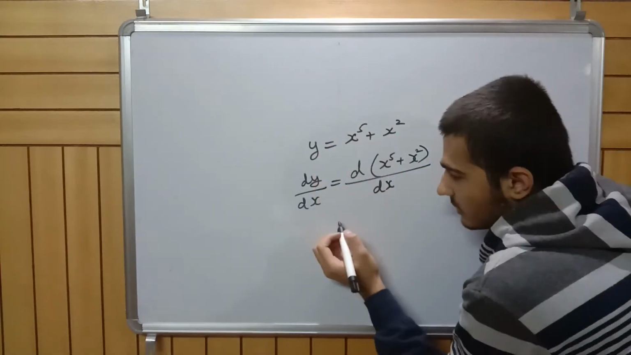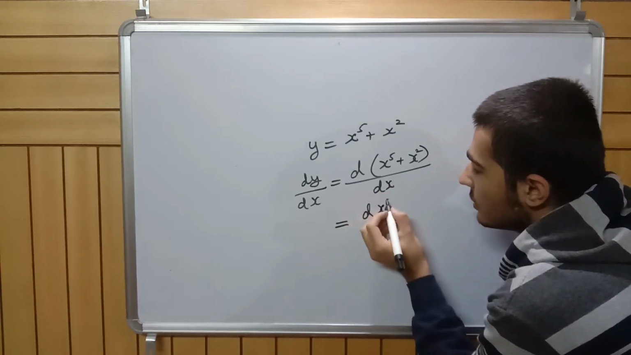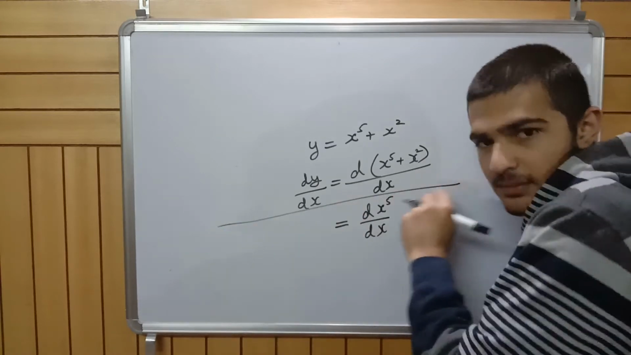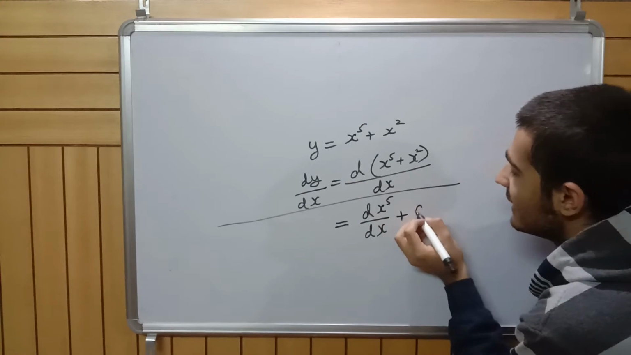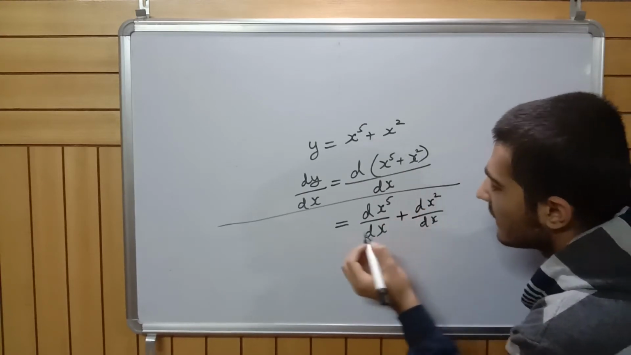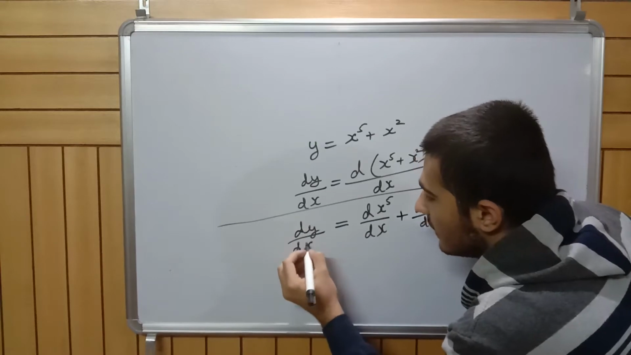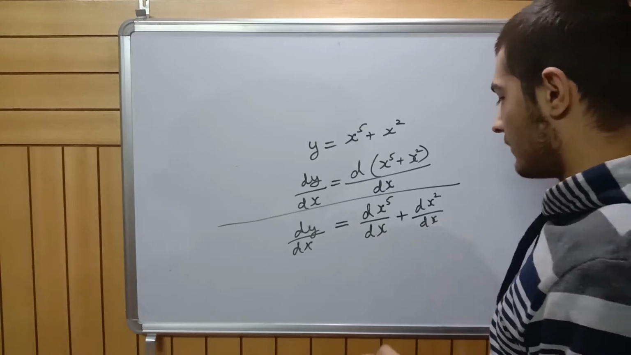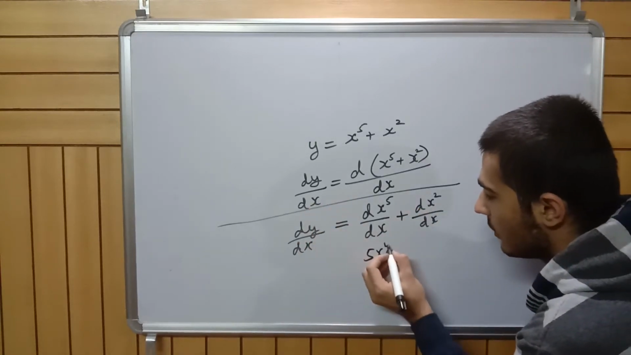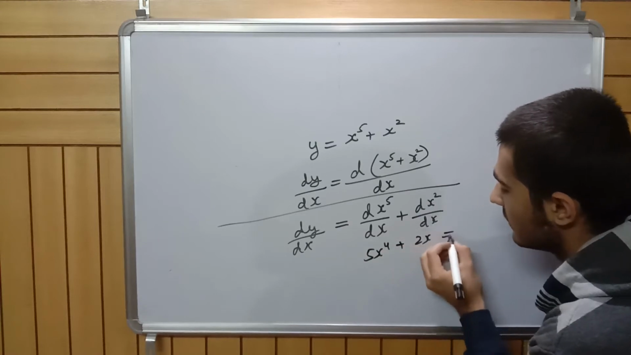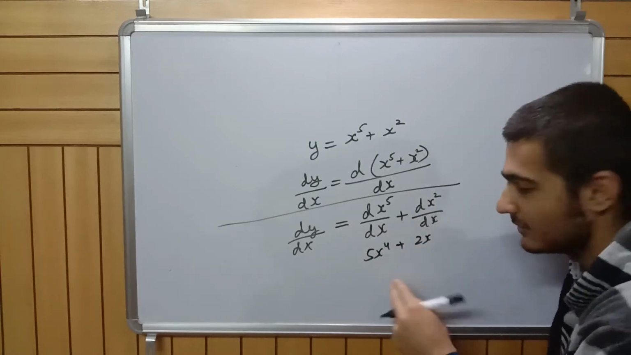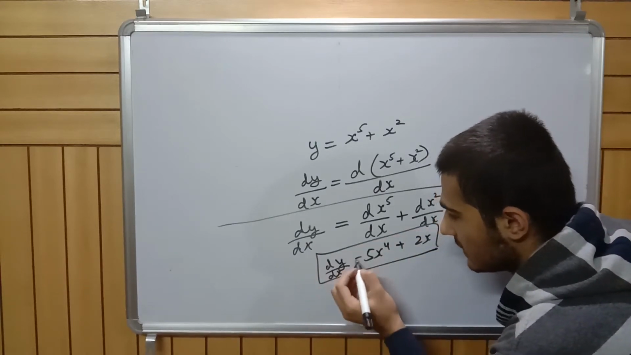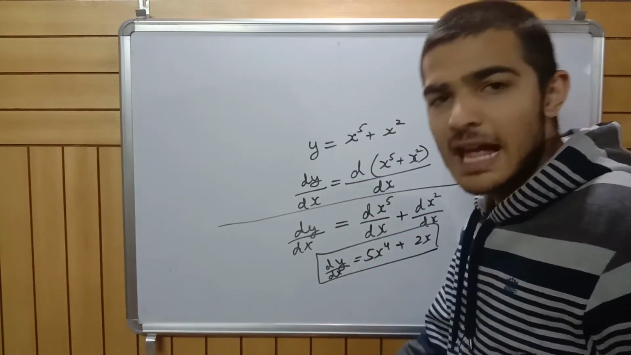So I can distribute it, so to speak, and find d of x raised to power 5 by dx. I'm just separating the two steps, plus d of x square by dx, which is dy by dx. And now as usual you can find the derivative of x raised to power 5 and the derivative of x raised to power 2, which is simply 5x raised to power 4 here, plus 2x. So that is your final answer, dy by dx equals this. That is just how you calculate it.